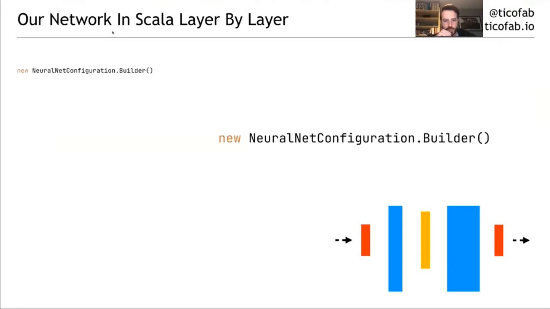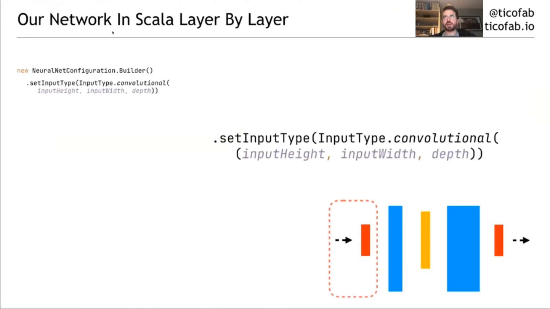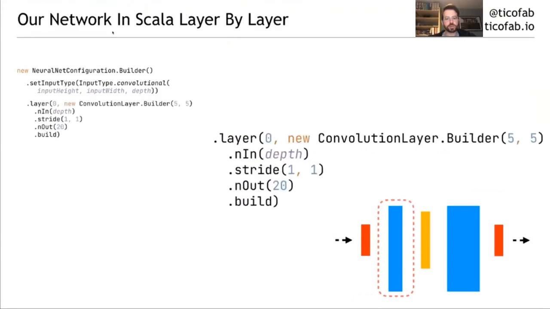There we go. We start with a classic builder, so new NeuralNetConfiguration. This is classic Java. Then the first layer, an input type: we're going to have this setInputType method, and we're going to specify that the input type is convolutional, with the settings that we decided earlier. That's our first layer. Then let's add our convolutional layer, so we're going to have a new ConvolutionLayer builder.